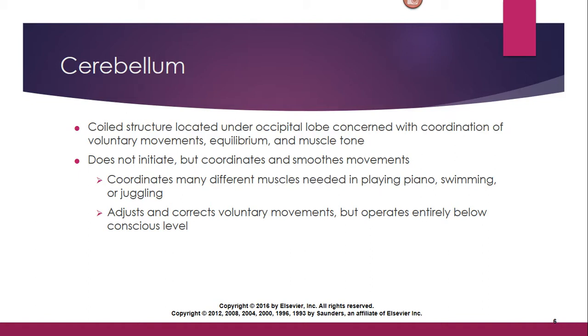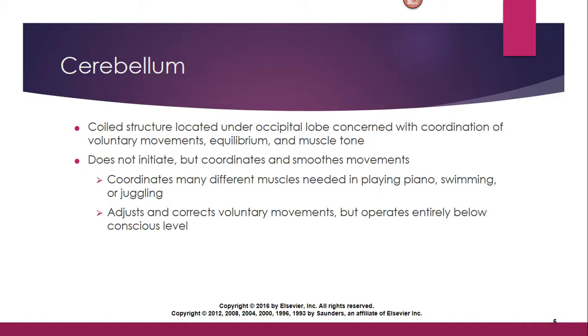Okay, and then our cerebellum is this coiled structure located under the occipital lobe, which is concerned with coordination of voluntary movements, equilibrium, and muscle tone. Our cerebellum doesn't initiate movement, but it coordinates it so that our movement is smooth. So we need our cerebellum in order to do things that are coordinated, such as playing the piano, swimming, and juggling. It adjusts and corrects voluntary movement, but it does it below the conscious level.